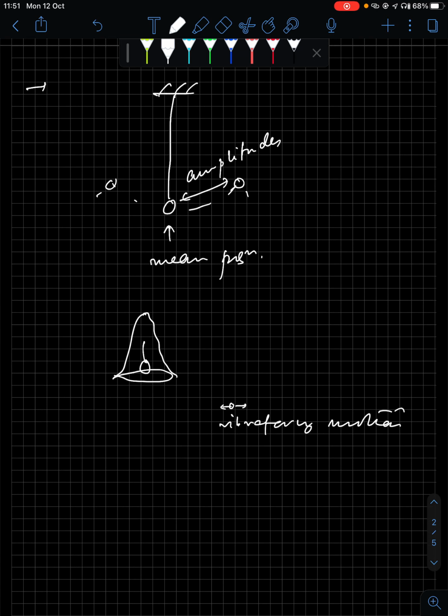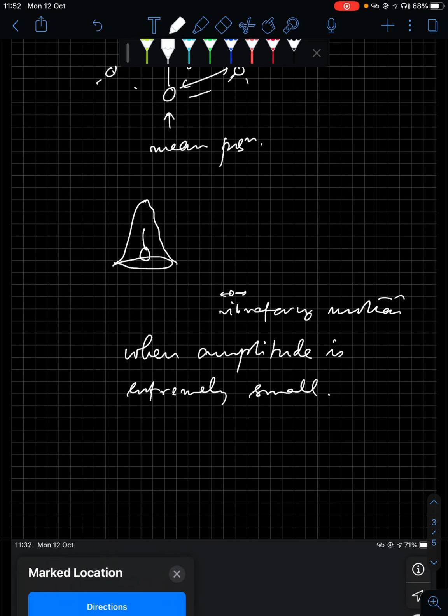When do you call it vibratory motion? When the amplitude is extremely small. When amplitude is extremely small, you call it vibratory motion, remember. So these are the three categories of motion that we have.